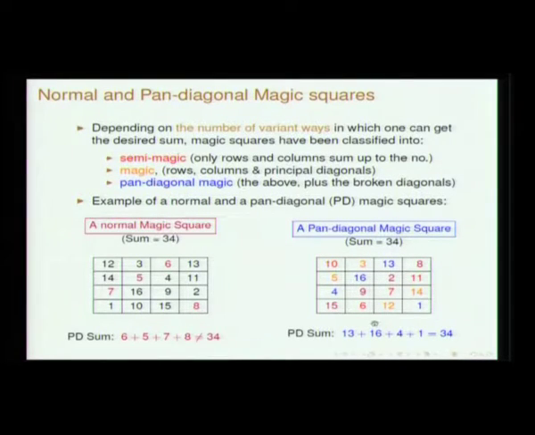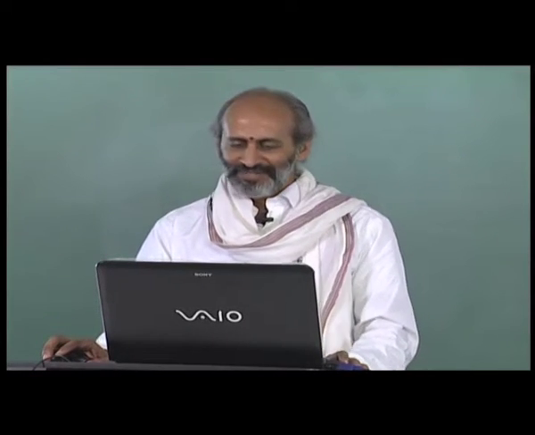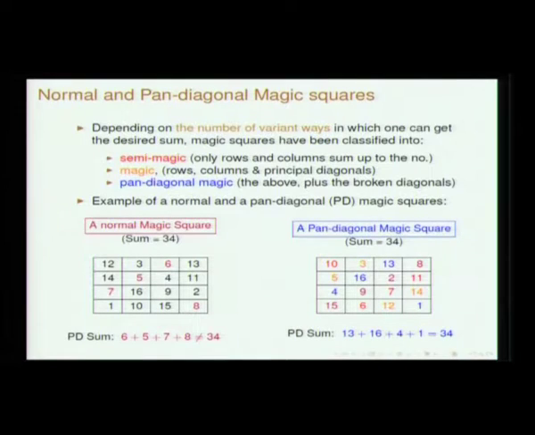So this is a pan-diagonal magic square wherein you can see that 13 plus 16 plus 4 plus 1 is 34, or you can take 14 plus 12 plus 5 plus 3 is 34, or 10 plus 6 plus 7 plus 11. All of them sum to 34. This is what is called a pan-diagonal magic square. Indians have specialized in constructing pan-diagonal magic squares, and as you will see, Narayana Pandita presents various methods by which one can obtain pan-diagonal magic squares.